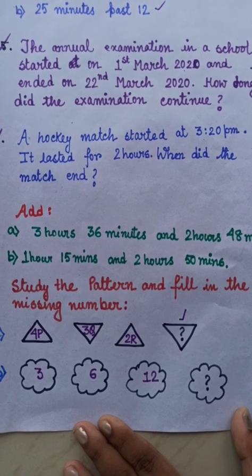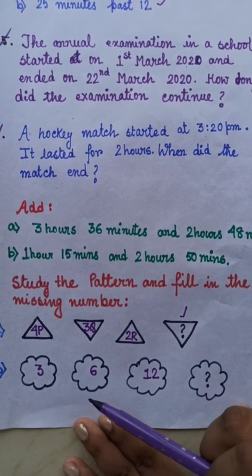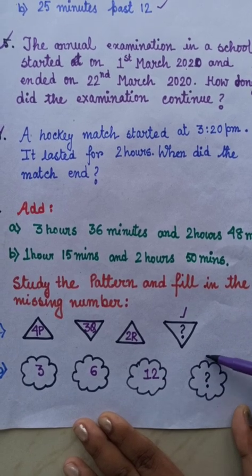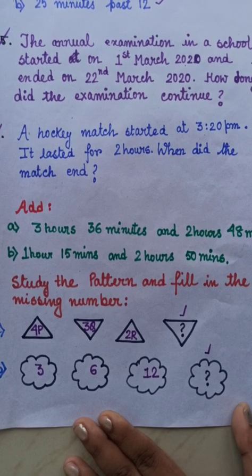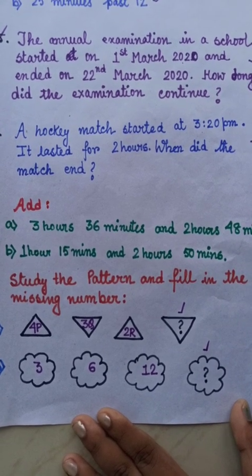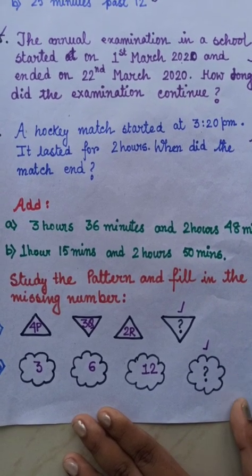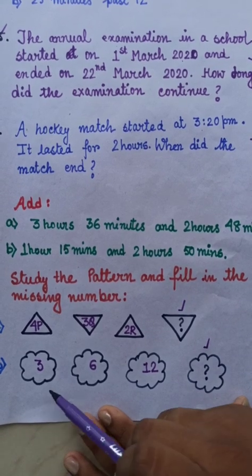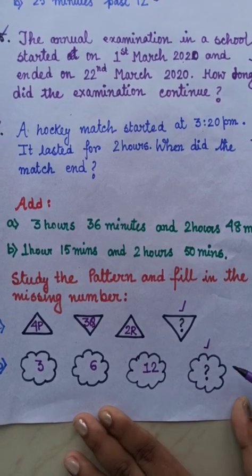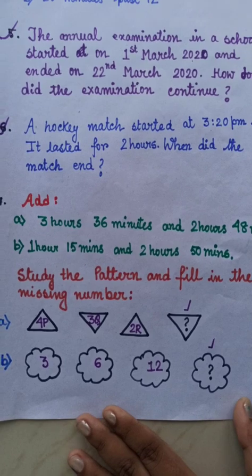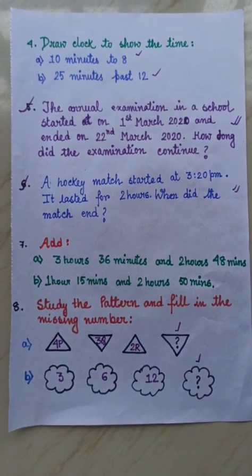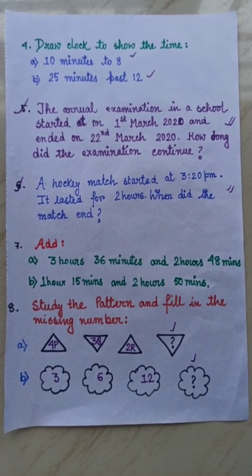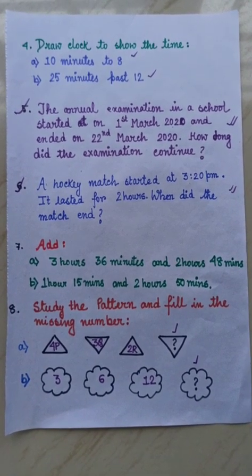Okay. Next is 3, 6, 12. What will be the missing number? It is in a pattern. You have to understand the pattern and write the missing number. You will take a screenshot of this page and you will do the sums in your copy. Okay, next we will go to the next page.